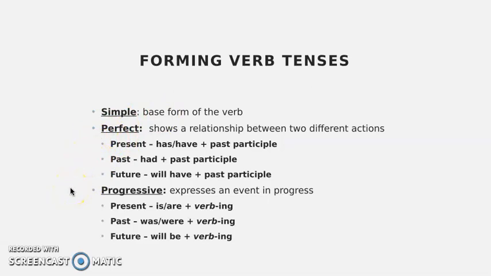And then we have progressive, which expresses that an event is currently in progress. So that's where we get that progressive. And then, of course, it's broken down once again into present, past, and future.